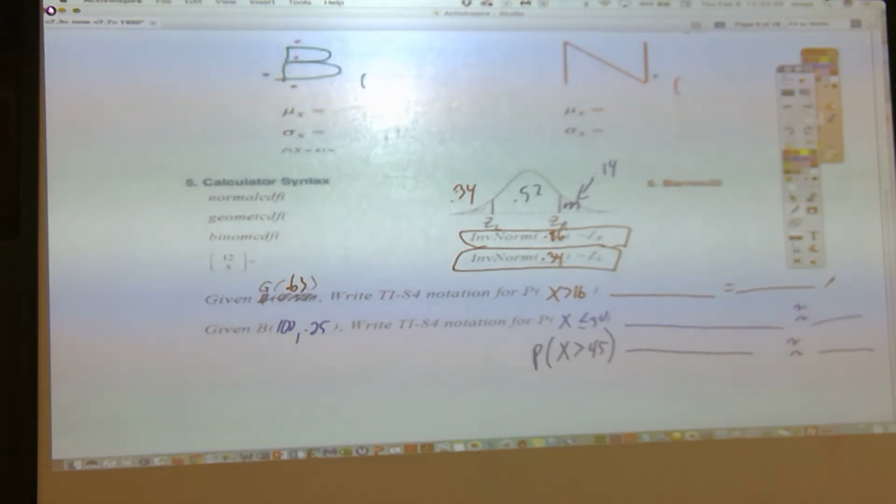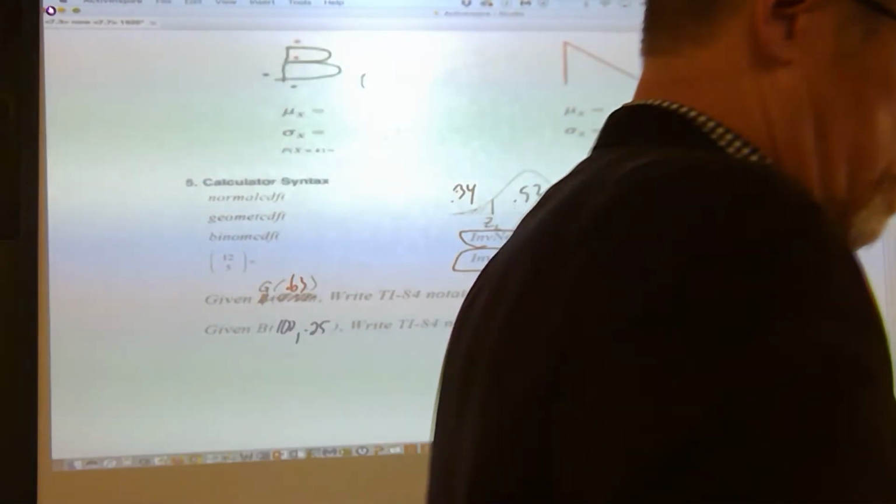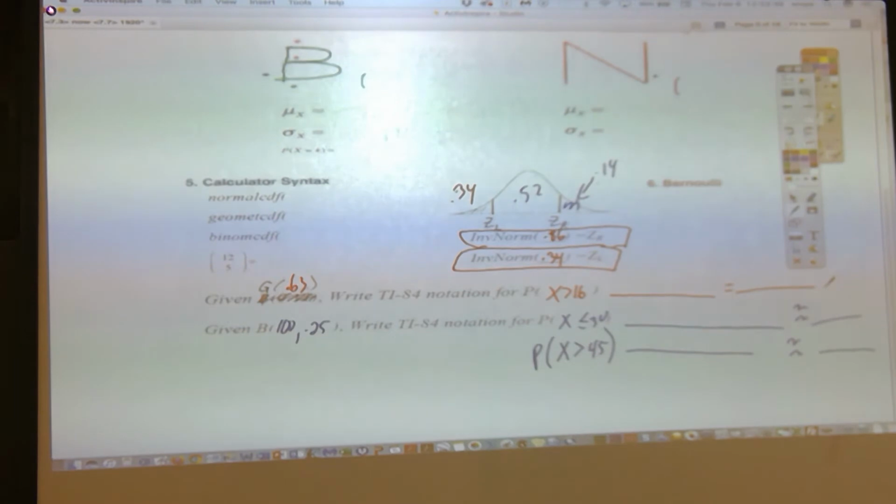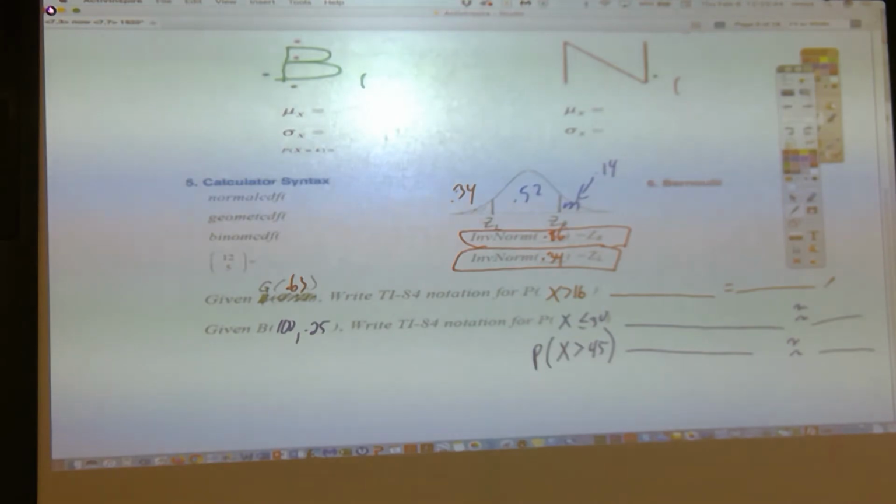Very high number. Wait, is this true? Is there one minus? Oh, and one more thing, ladies, on this one, just write down the calculator syntax that you used.